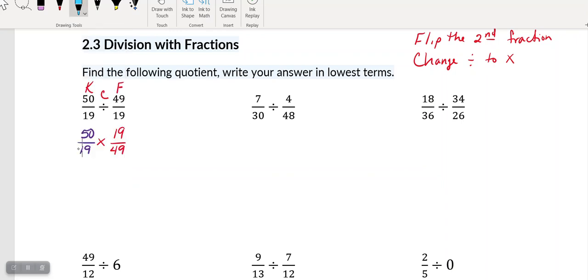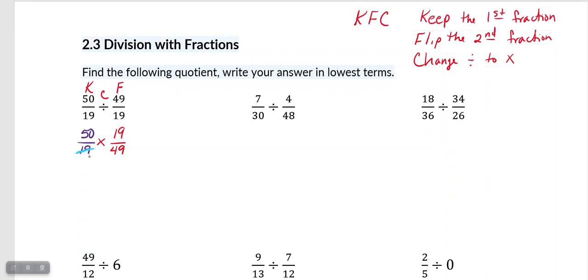And then I'm going to look, is there anything here that will cancel? Yeah, I've got a 19 on bottom and a 19 on top. So I know they both become ones. Does anything go into 50 or 49? Because once we flip it and make it a multiplication problem, we treat it just like we do any multiplication of fractions. So there's nothing that goes into 50, nothing that goes into 49.